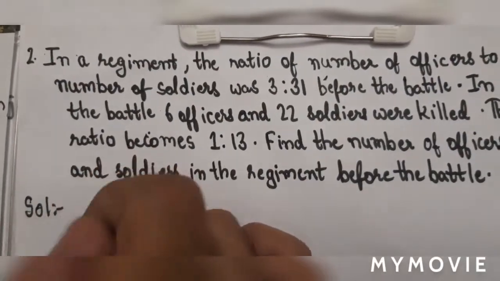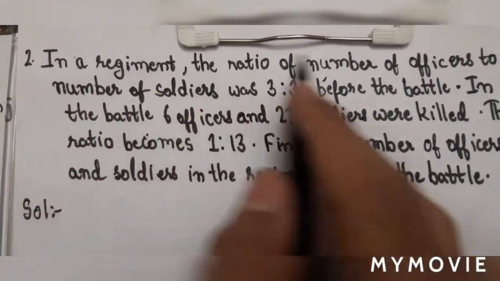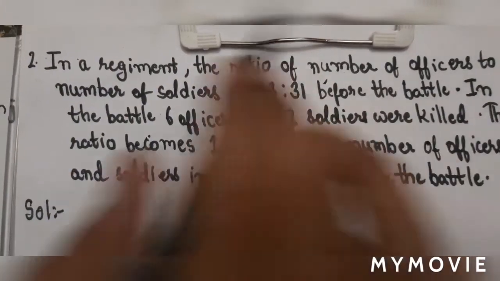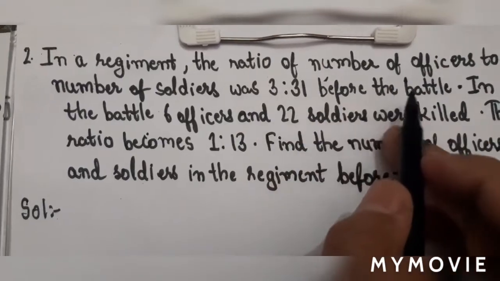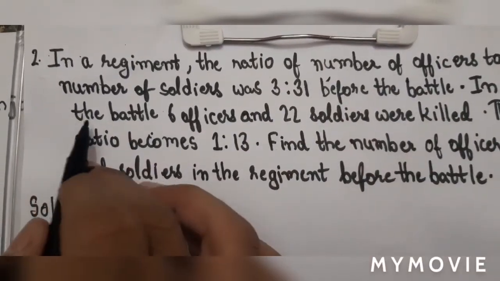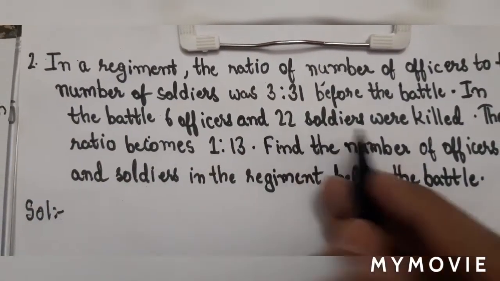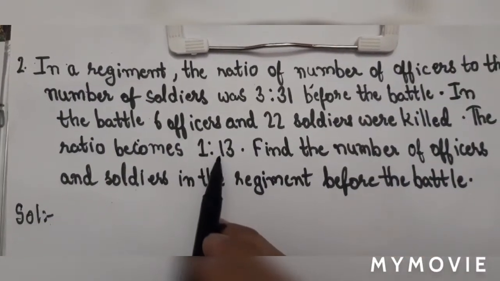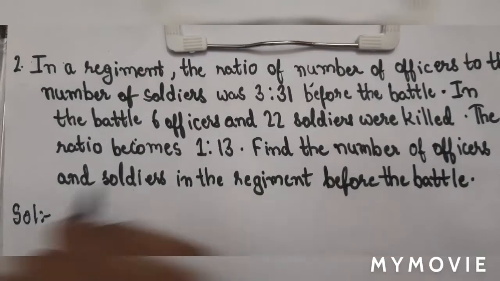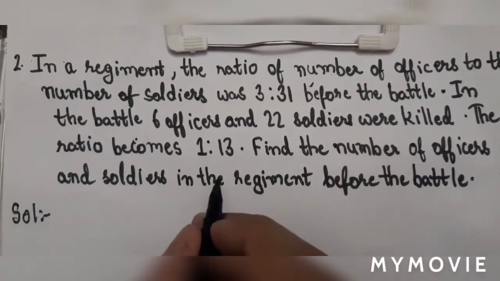So friends, our second question is, in a regiment, the ratio of number of officers to the number of soldiers was 3:31 before the battle. In the battle, 6 officers and 22 soldiers were killed. The ratio becomes 1:13. Find the number of officers and soldiers in the regiment before the battle.